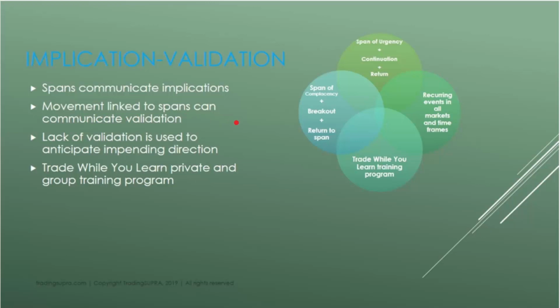When we then look at movement linked to those spans, we can see if the market's validating its own implications. So it's implied bullishness. Now it gets to back into this range. Is it reacting or is it ignoring it? Once we recognize how to read the market, we can then start to anticipate moves.